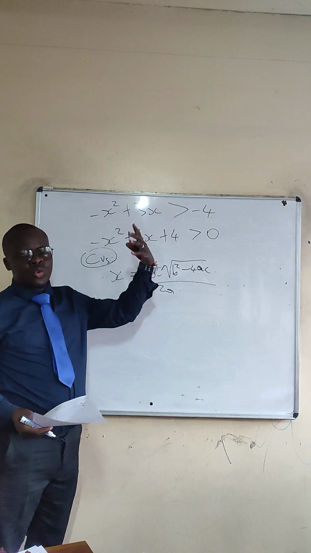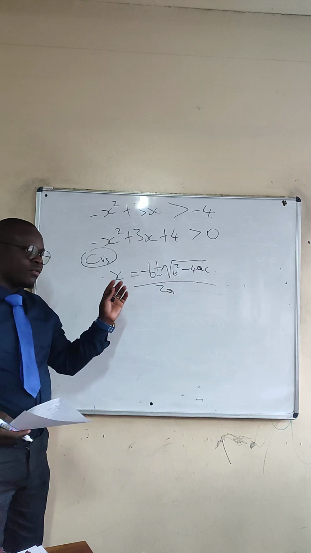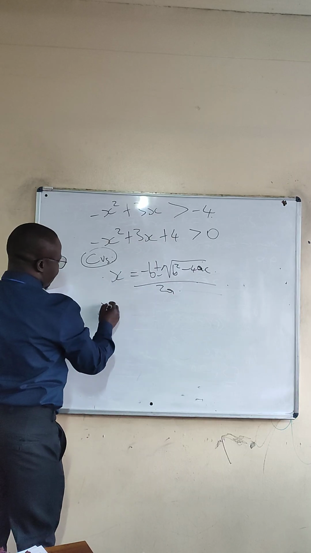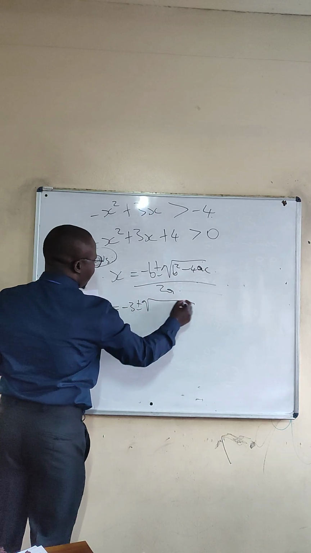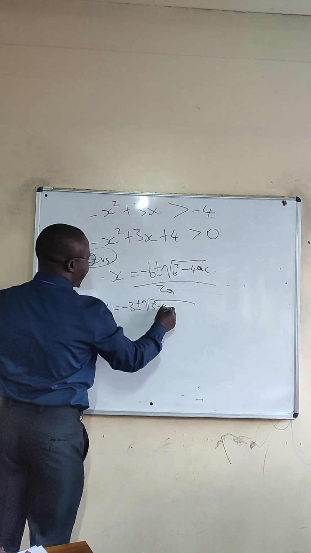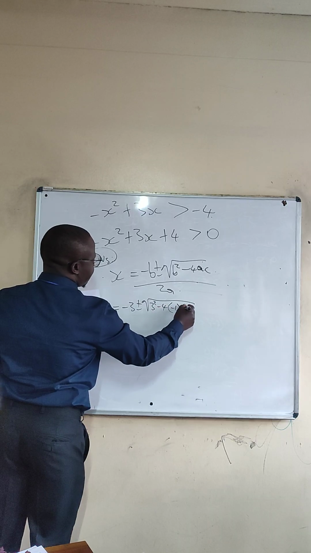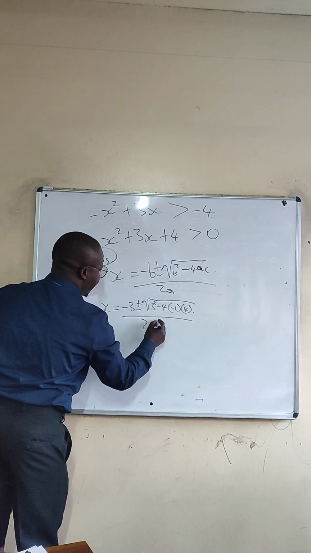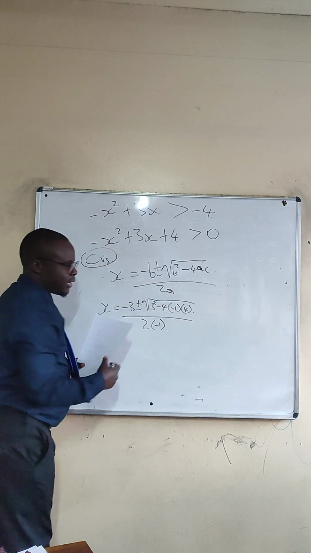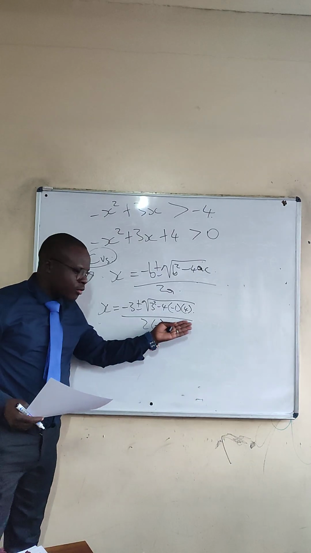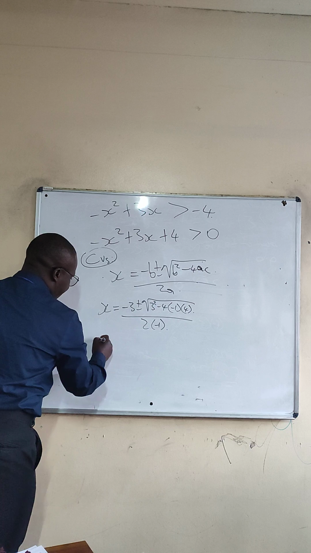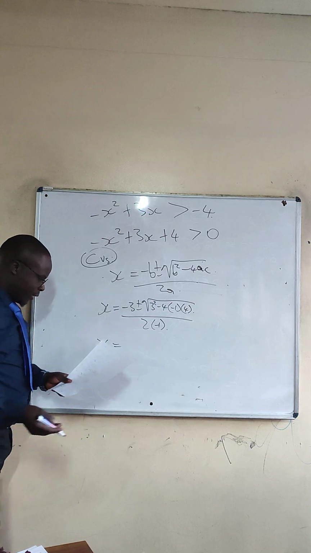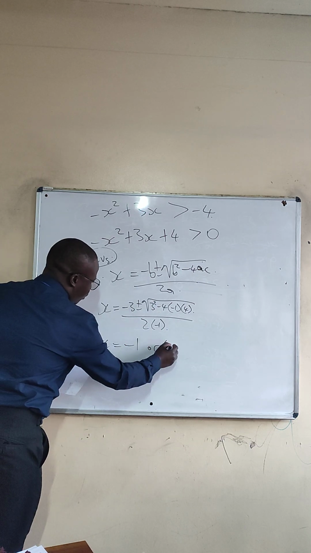That will allow us to know what the x-intercepts of this are. So we substitute x is equal to negative 3 plus or minus, we have 3 squared minus 4ac, everything divided by 2a, which is 2 times minus 1. After you substitute your values here, let's see what answers we expected. X was found to be equal to -1 or 4.